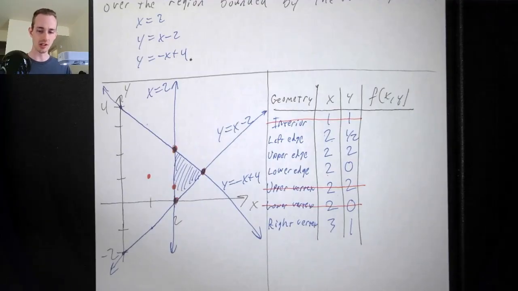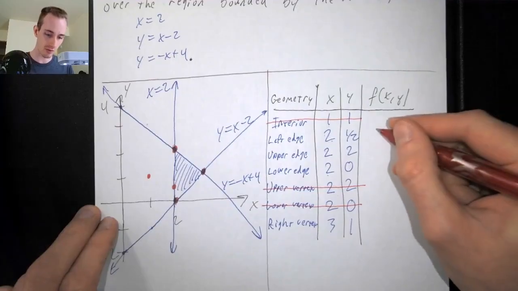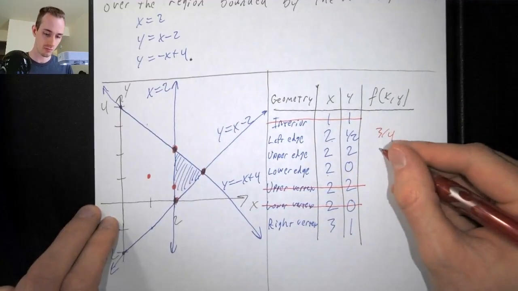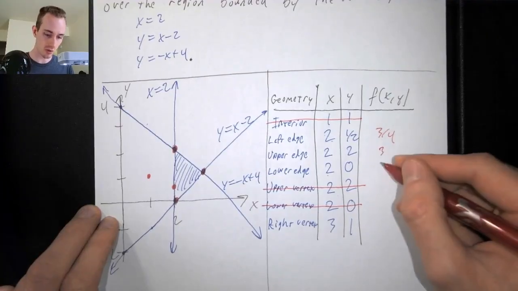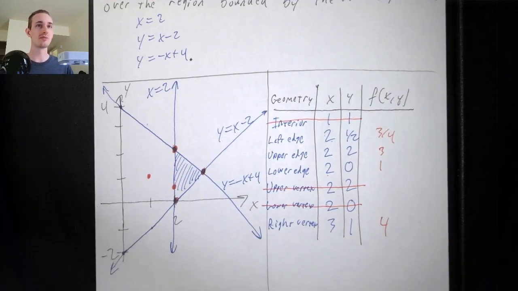We'll just need to plug these into the function to get our outputs there. This is a bunch of arithmetic at this point. I did the arithmetic earlier, and you guys can work out the details on your own. You'll find that the outputs here are, we have f of 2, 1/2 makes 3/4. F of 2, 2 is 3. F of 2, 0 is 1, and f of 3, 1 is 4. So again, that's just a lot of arithmetic. Those should be the 4 values that we get from there. So that's all we need to find our final answer.